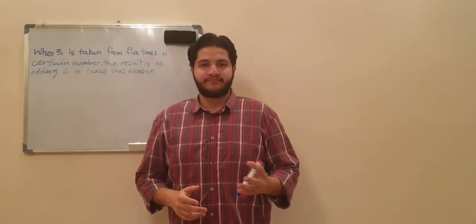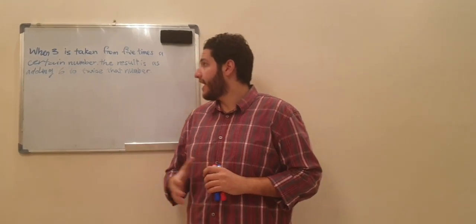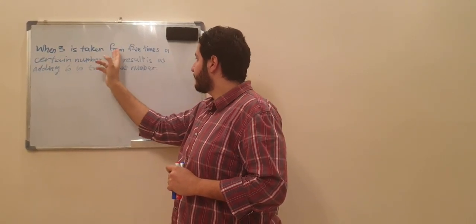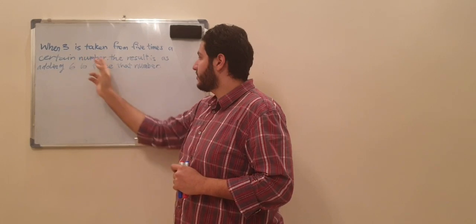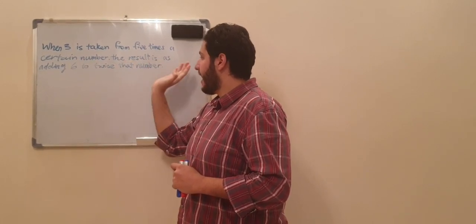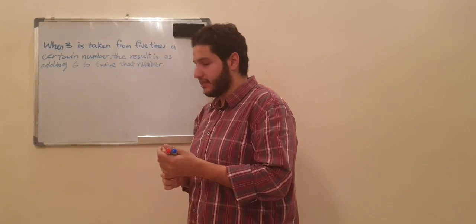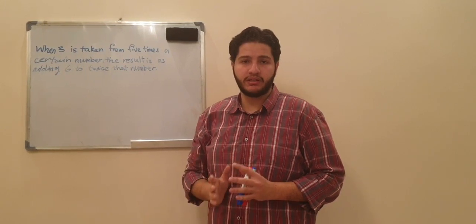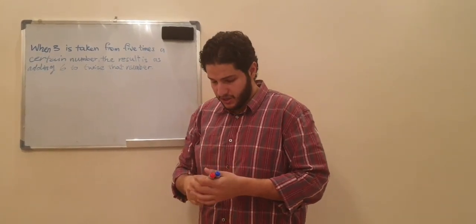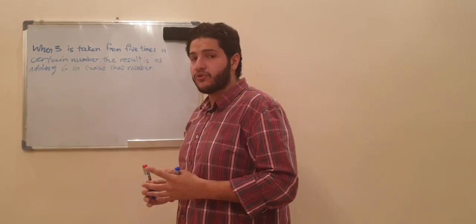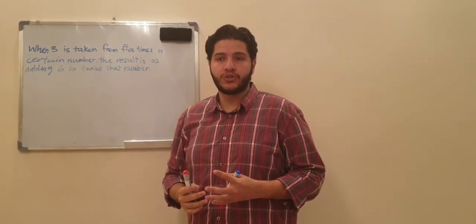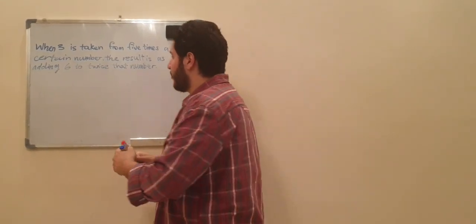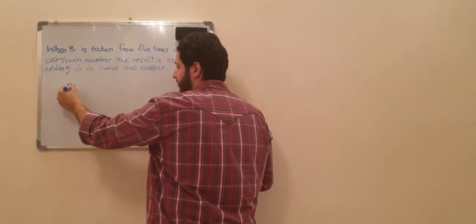from the verbal statement. If you look at this example, we have a verbal statement that says when 3 is taken from 5 times a certain number, the result is as adding 6 to twice that number. So the first step in verbal statements is to change them into a mathematical equation. And when you have a certain number, a mystery number, we said we're going to use a variable to symbolize it. So I'm going to use the variable x.